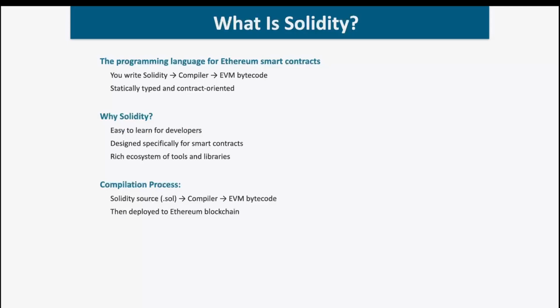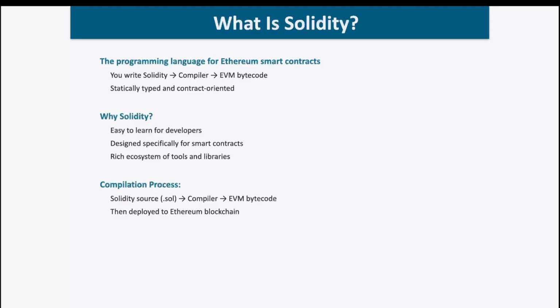So what is Solidity? Well, if the EVM is the CPU, the processor we learned about in Module 2, then Solidity is the programming language we use to write programs for it. You do not write in opcodes. You don't write in bytecode. That would be like writing in assembly language. It would be incredibly tedious and error-prone. Instead, you write in Solidity. It's a high-level language designed specifically for smart contracts.